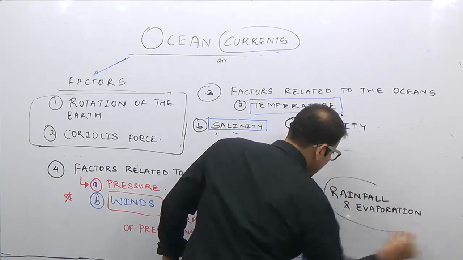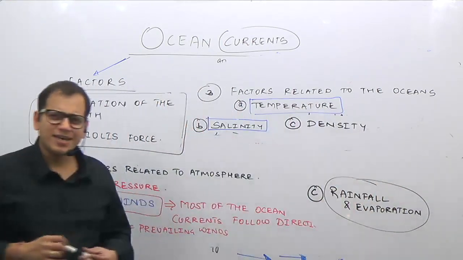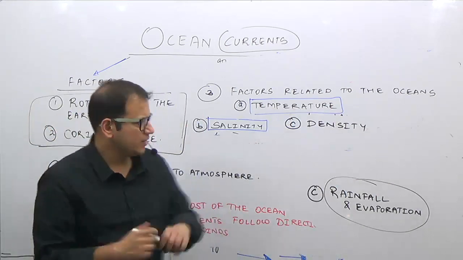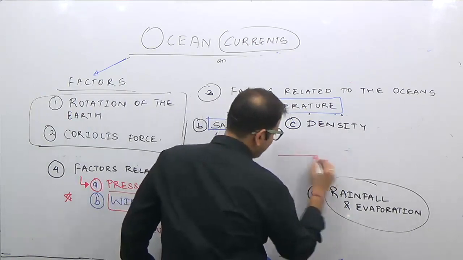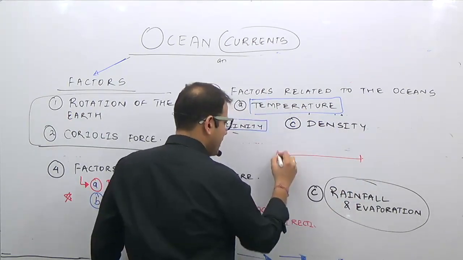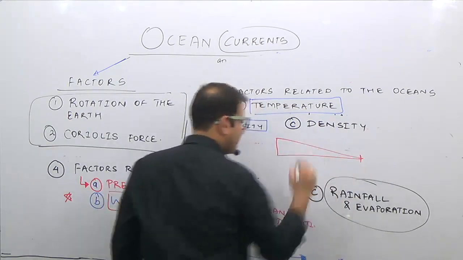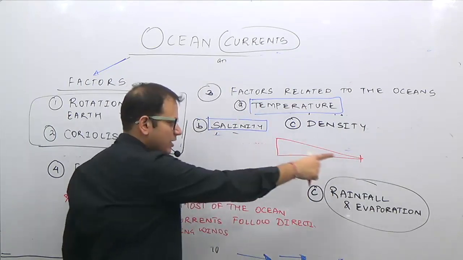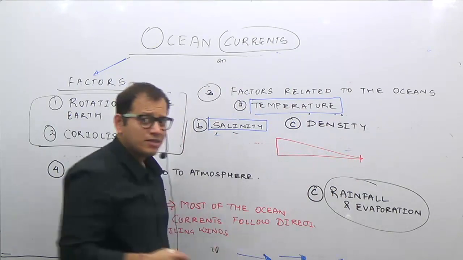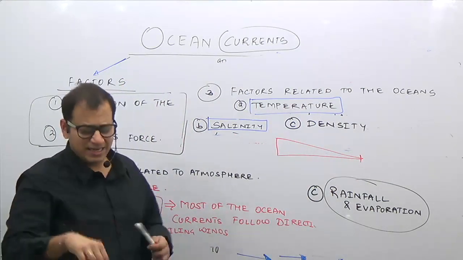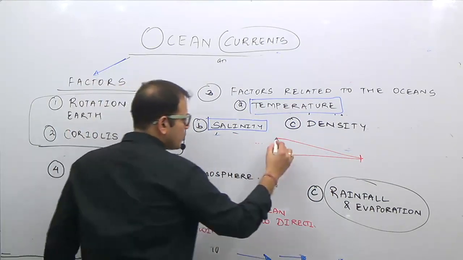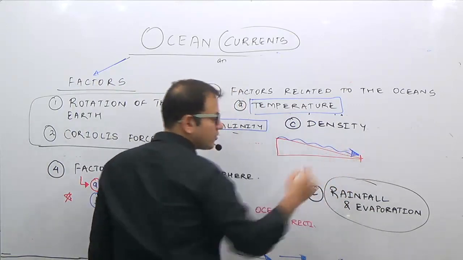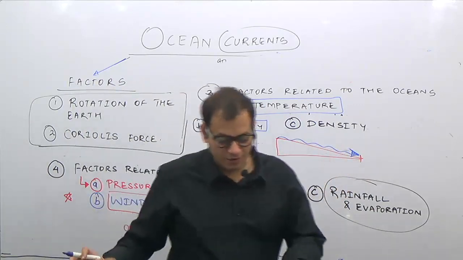What is the factor related to the areas of rainfall? In the areas of high rainfall, what will the water level be? Lesser, or at a greater height? Obviously, in the areas of higher rainfall, there will be a greater water level. In the areas of high evaporation, the water level will be lesser. Therefore, the ocean current will flow from the areas of greater rainfall to the areas of lesser rainfall.